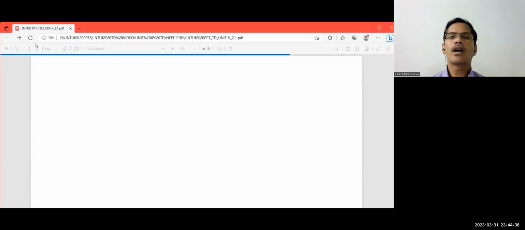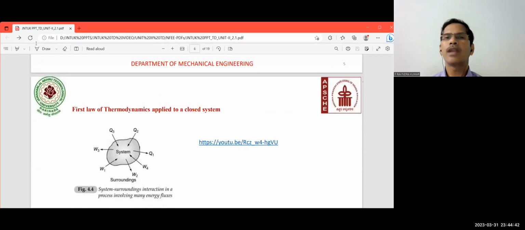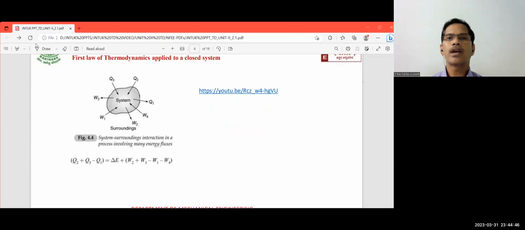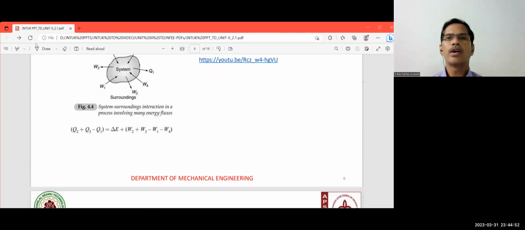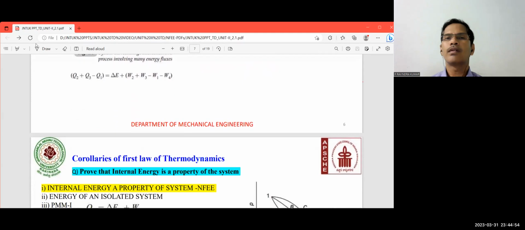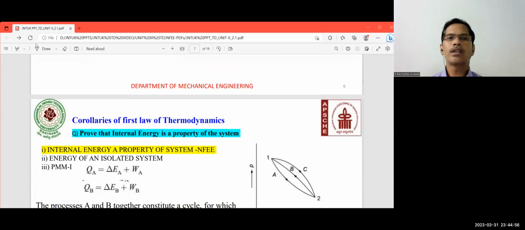So this is how the relation is developed. So finally, delta Q minus delta W is nothing but equal to dU. So that is known for the closed system, that is the internal energy which is stored in the system. So that is the first law of thermodynamics.